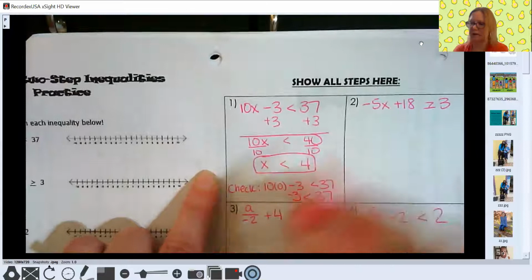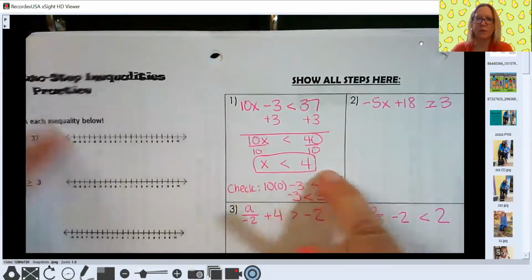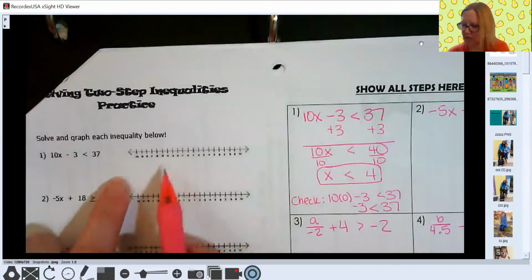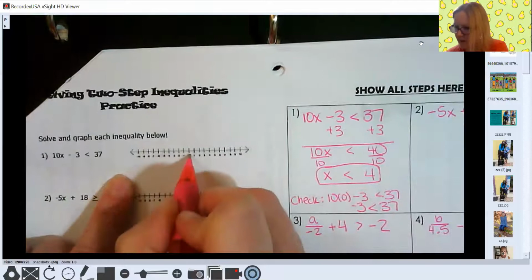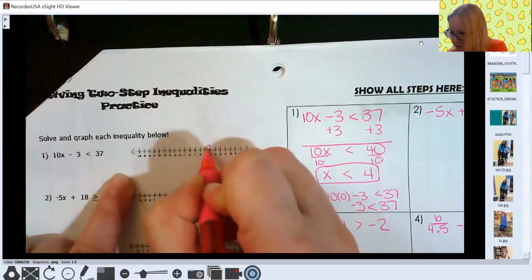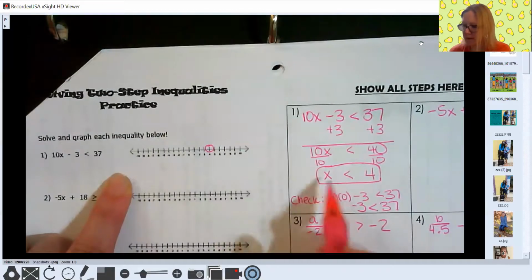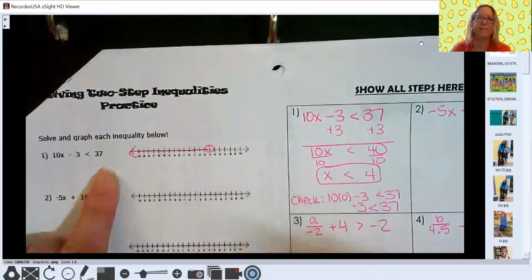So here's my inequality. When I graph x is less than 4, the 0 is right in the middle. I'm going to come over to +4: 1, 2, 3, 4. It's an open circle on 4, and since x is less than, I shade to the left.